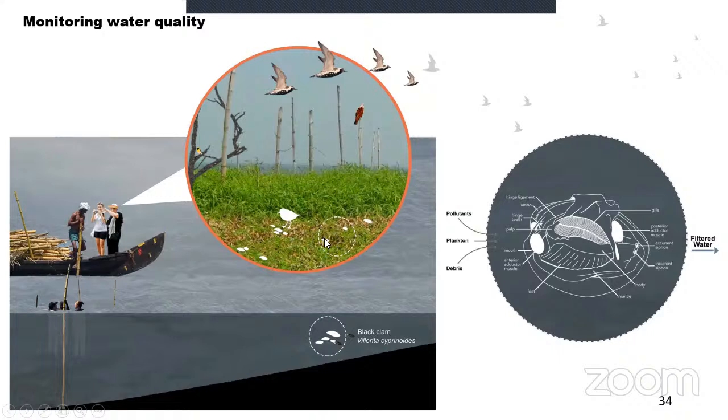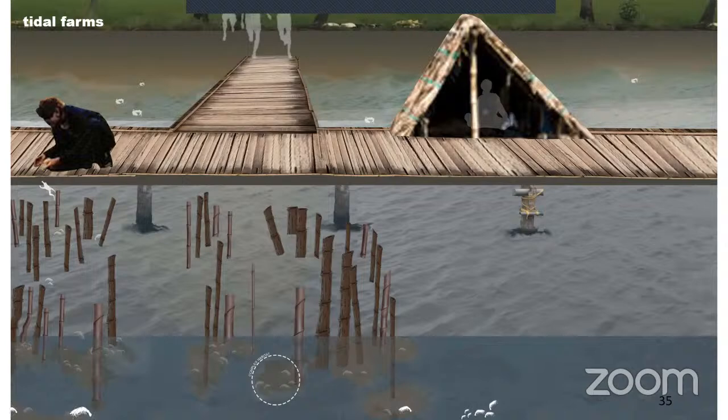So another advantage of having this solution is that they would be home to species like black clams. Now these black clams, they ingest polluted water and they give out filtered water. So this is also a way to improve the ecological quality of water, and people then can manage or check the ecological quality by just checking these species. And the next is tidal farms.